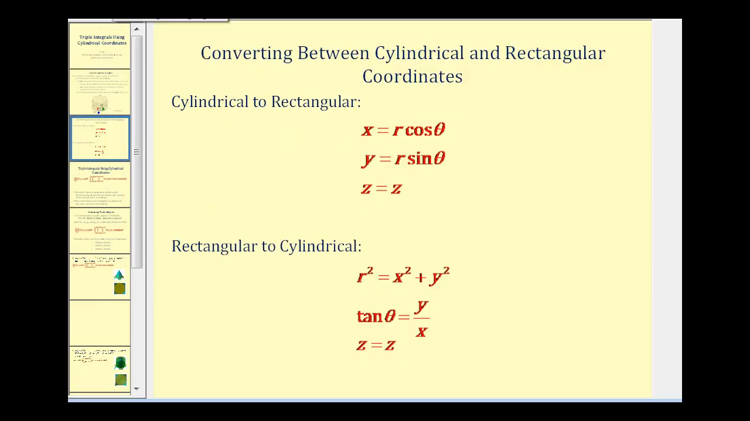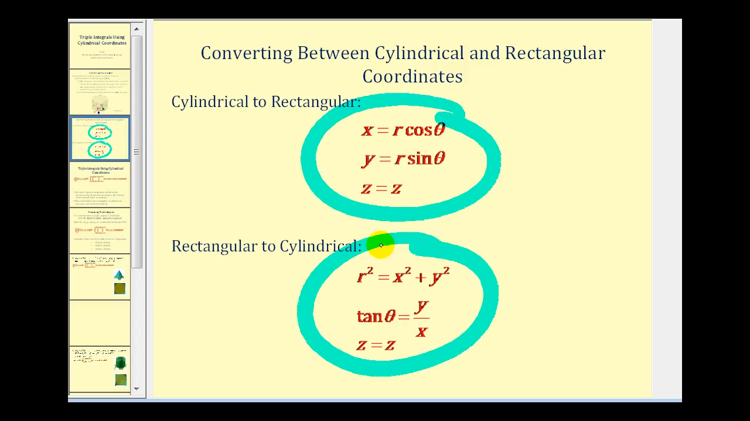We also need to be familiar with the formulas used to convert between cylindrical and rectangular coordinates, as we see here and here. So if you don't already have those in your notes, you may want to write those down.